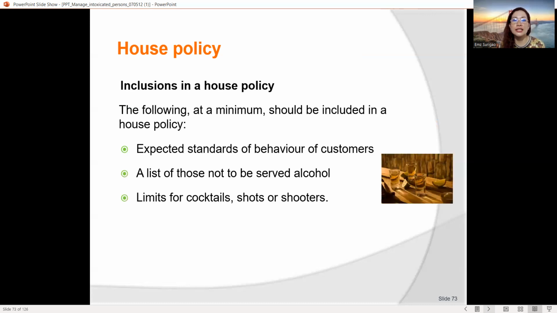Inclusion in the house policy. The following at the minimum should be included in the house policy. First, expected standard of behavior for a customer. Second, a list of those not to be served alcohol. And limits on cocktails, shots, and shooters. Okay, so there should be limitations, and it should depend on age, depend on gender.